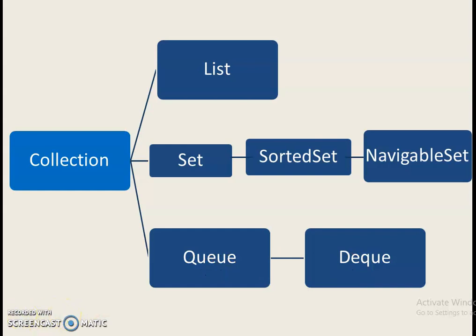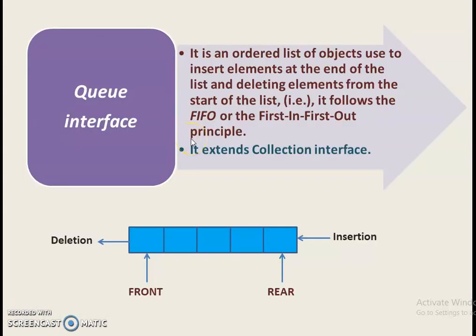Now let's begin. The Queue interface provides the functionality of the queue data structure. When we talk about the queue data structure, it follows the FIFO principle, that is first in, first out. So in a queue we have two ends, one is the front end, another one is the rear end. Each time a new element is inserted, it is inserted from the rear end and deletion takes place from the front end, right?